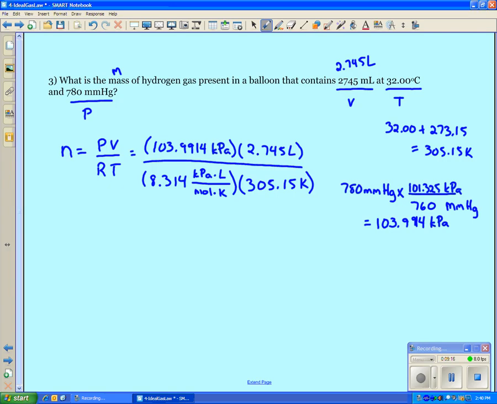Enter that in your calculator. Make sure you put things in the correct spot. Divide by both R and T, and you'll end up with 0.113 moles. And again, you've got some trailing decimals on that. Leave those in your calculator.